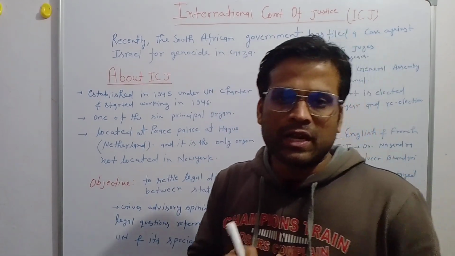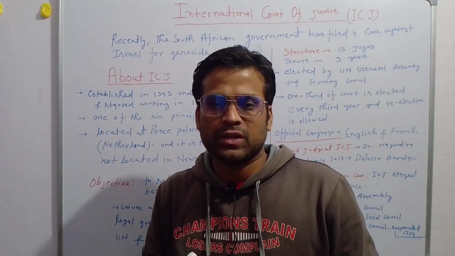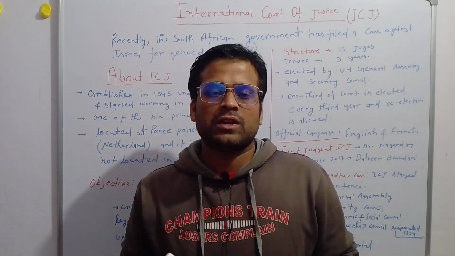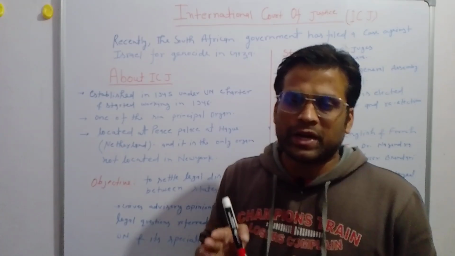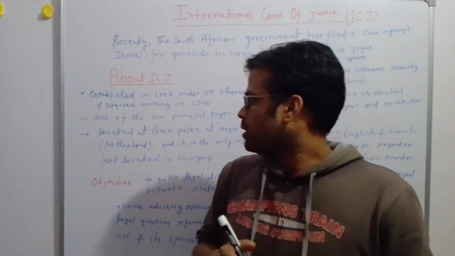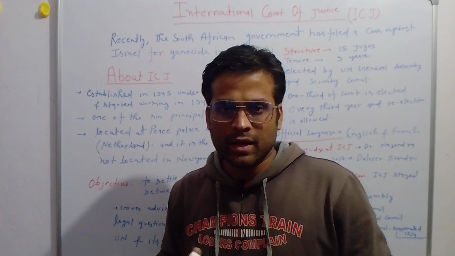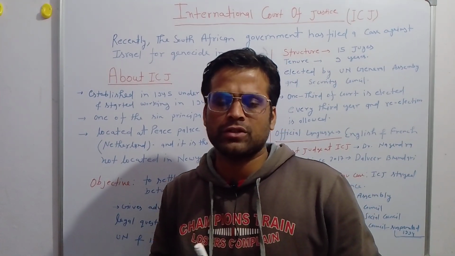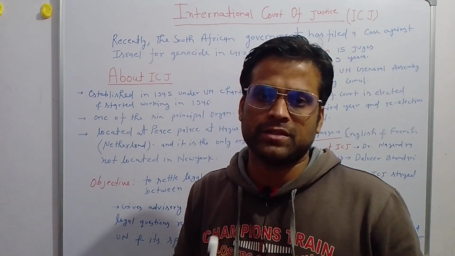It was established in 1945 and started its operation in 1946. It is one of the six principal organs of the United Nations. It is located in the Peace Palace, The Hague, in the Netherlands. It is the only principal organ which is located outside New York, United States.